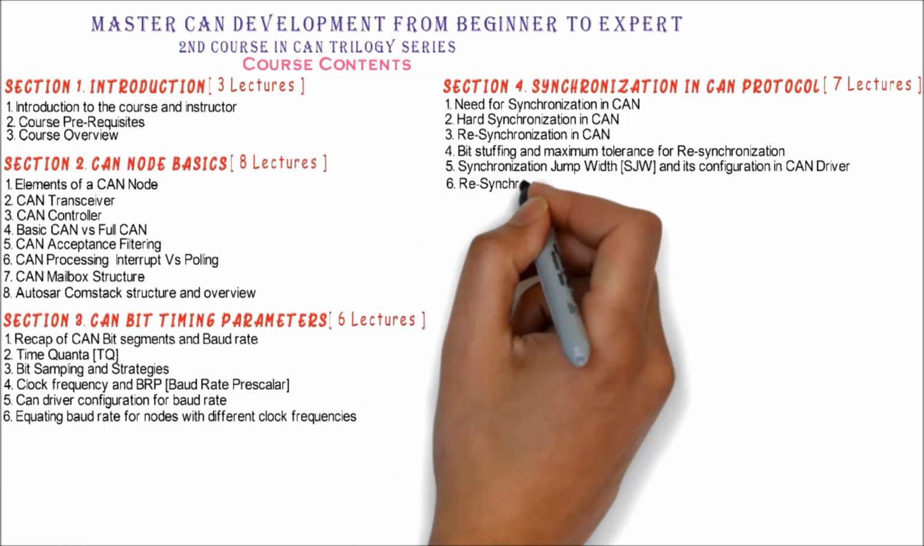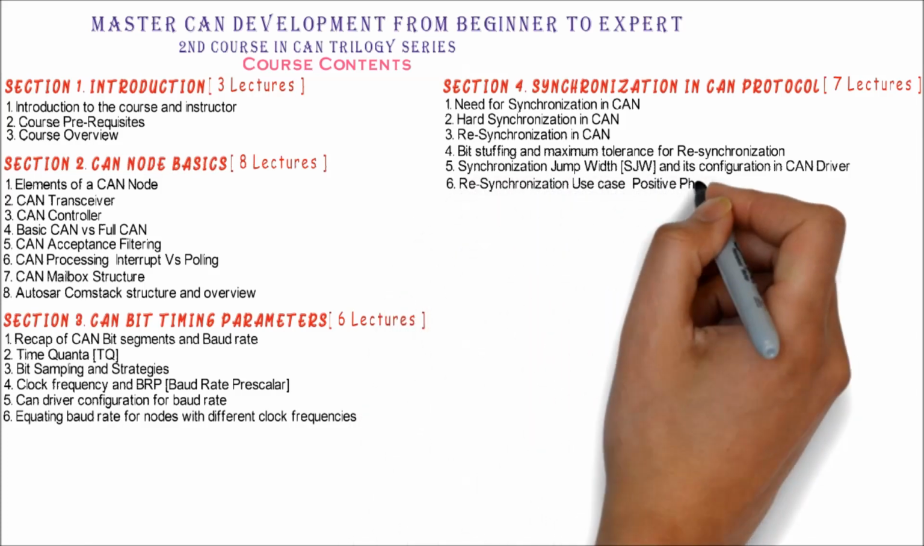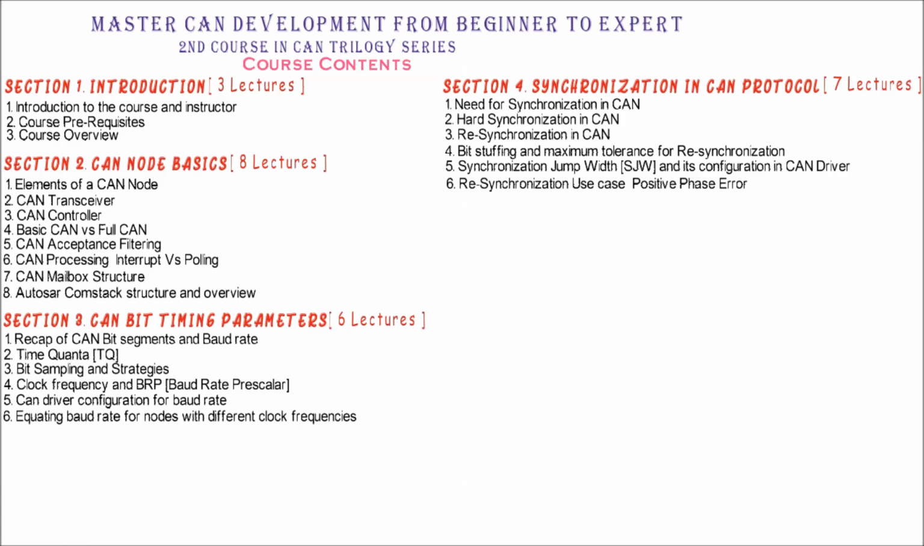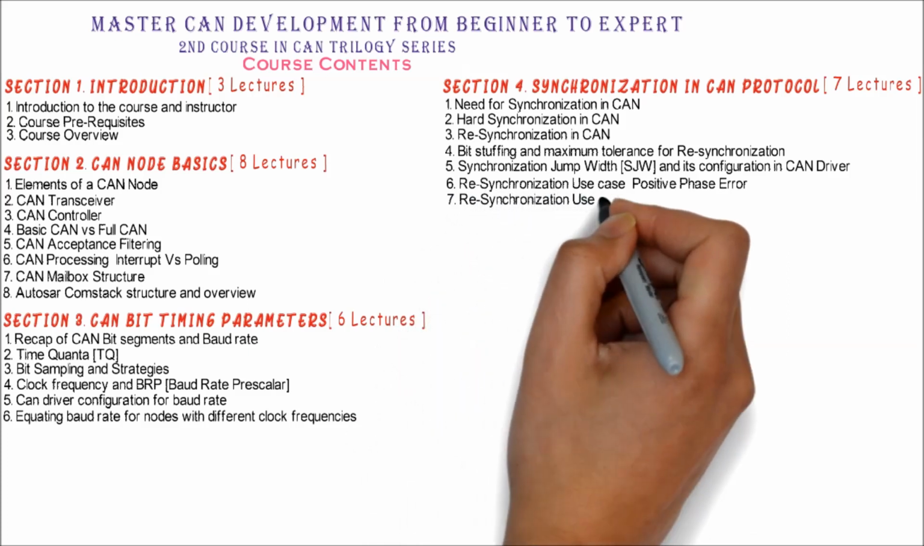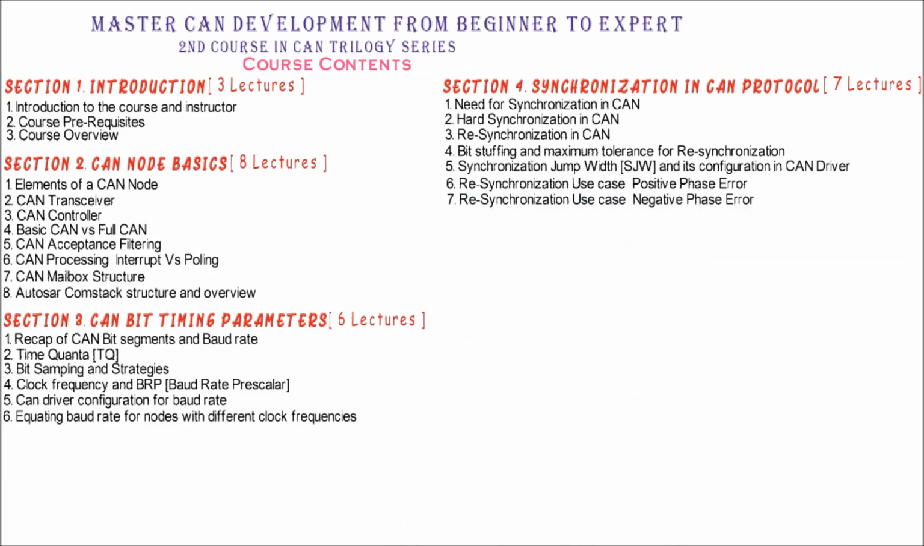Next lecture is on resynchronization use case for positive phase error. Here we have taken the practical examples of handling the positive phase errors and shown how resynchronization occurs for those use cases. The last lecture of this section is for resynchronization use case of negative phase error. Similar to previous lecture, in this lecture also, the practical examples for handling the negative phase errors are shown.